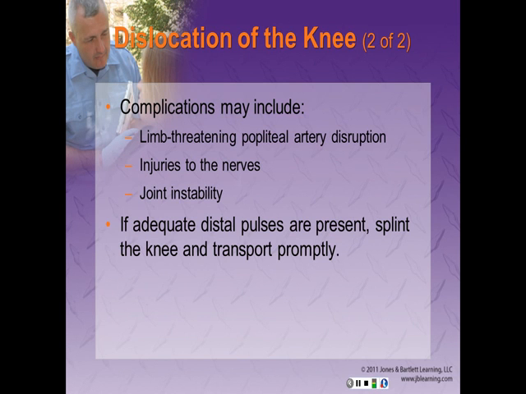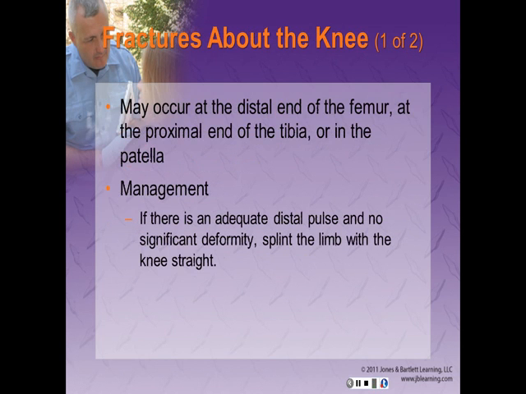If adequate distal pulses are present, splint the knee in the position in which you found it and transport the patient promptly. Fractures about the knee. Fractures about the knee may occur at the distal end of the femur, at the proximal end of the tibia, or in the patella. It is easy to confuse a non-displaced or minimally displaced fracture about the knee with a ligament injury. Management of the two types of injuries is as follows.